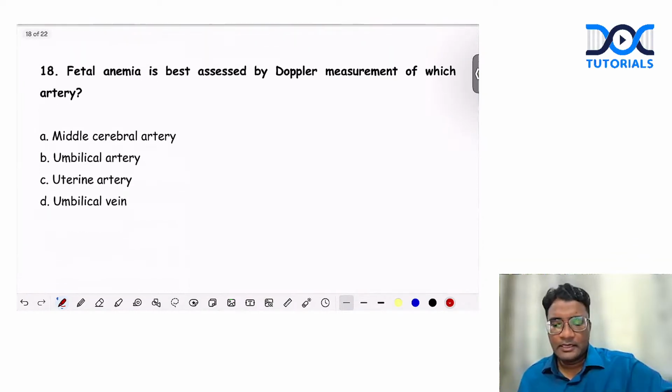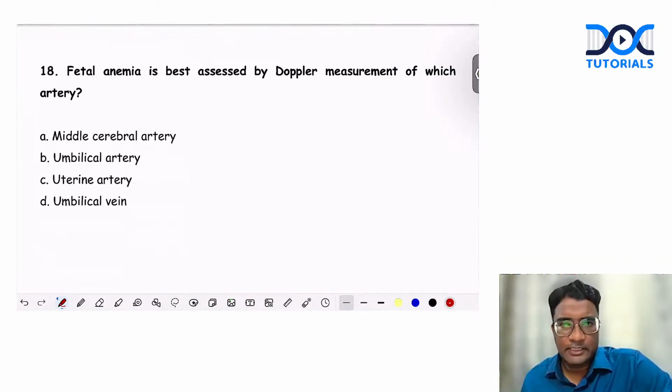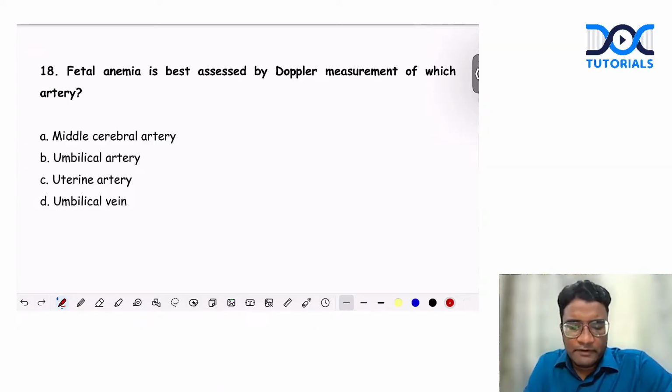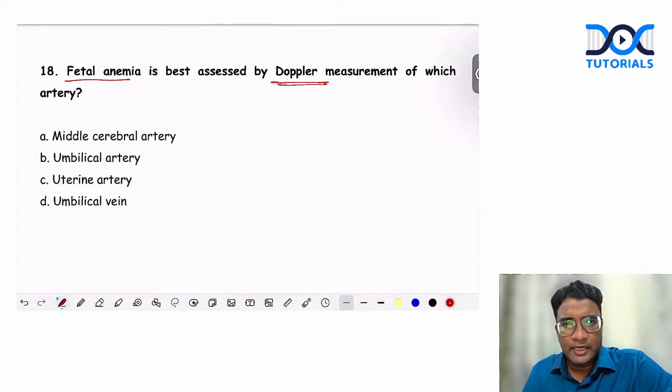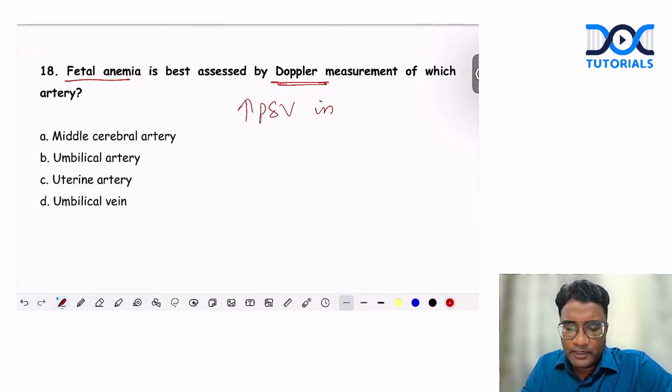Next. Now, this has been asked in the last FMG exam also. In the last FMG exam, they asked the same question in a different manner. Now, this time they put it very straightforward. Fetal anemia is best diagnosed by Doppler assessment of which artery? If you remember in the last exam, they asked which is the non-invasive method to detect fetal anemia. And the answer was increased peak systolic velocity in fetal MCA, right?